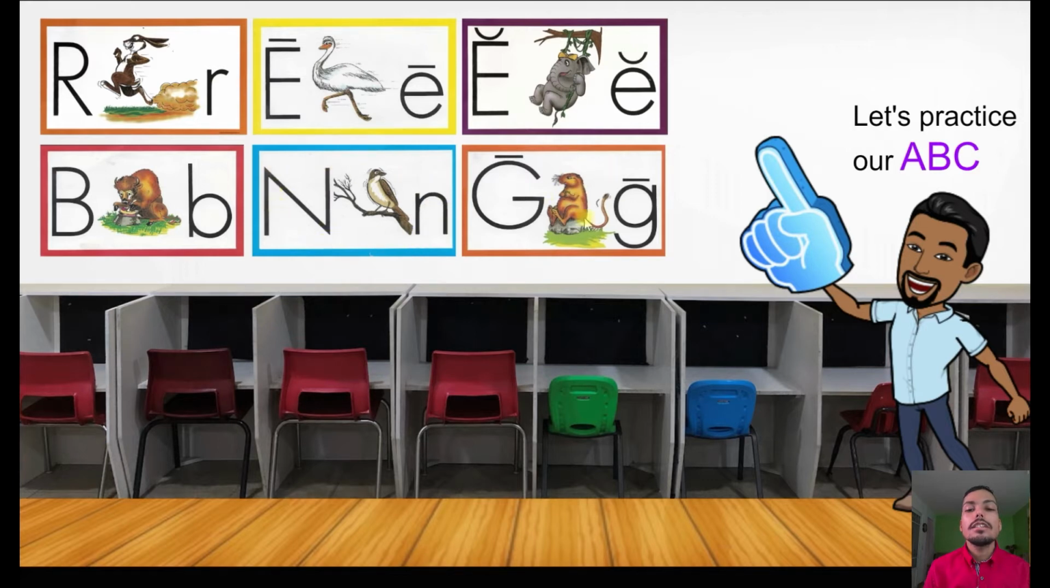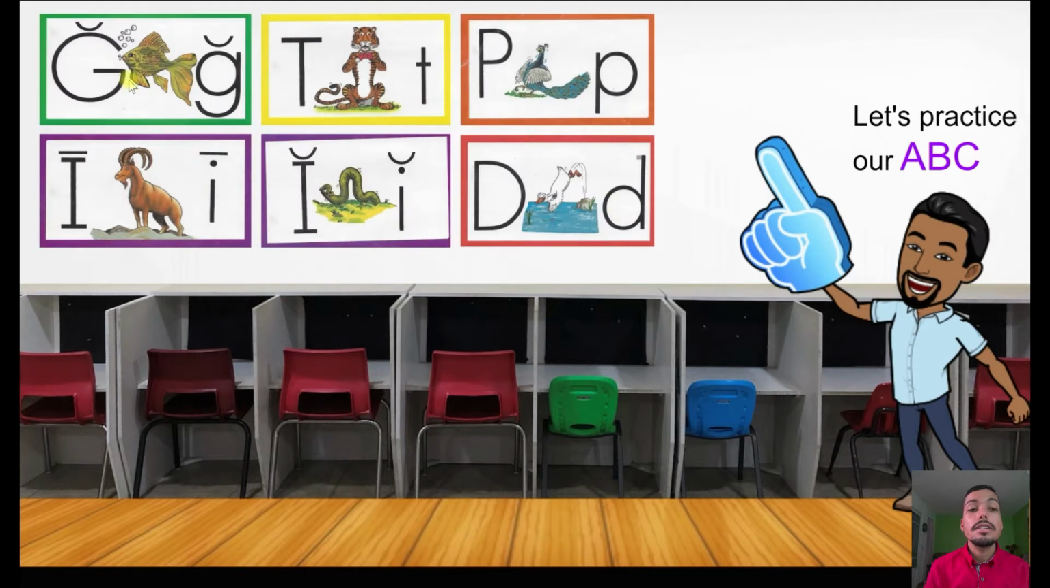The next friend here, its name is gerbil. And gerbil has a letter that sounds j. So the letter G sounds j. When you see the letter G with the line on top, it's going to sound j. Very good, okay? The next friend here, its name is goldfish.